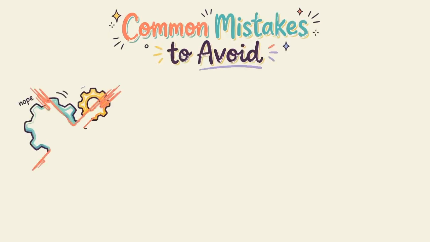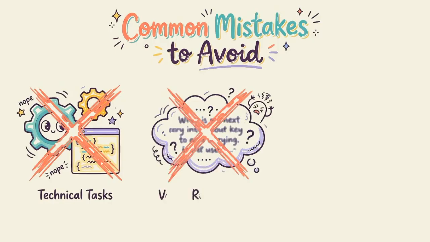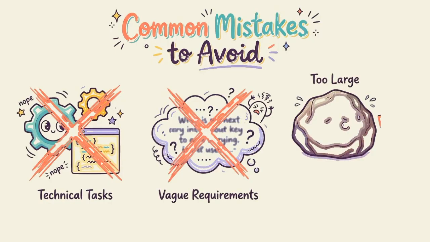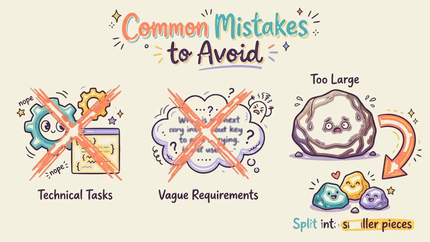There are a few common mistakes to avoid. Do not write technical tasks as user stories. Avoid vague requirements with unclear outcomes. And avoid stories that are too large. If a story feels big, split it into smaller, manageable pieces.